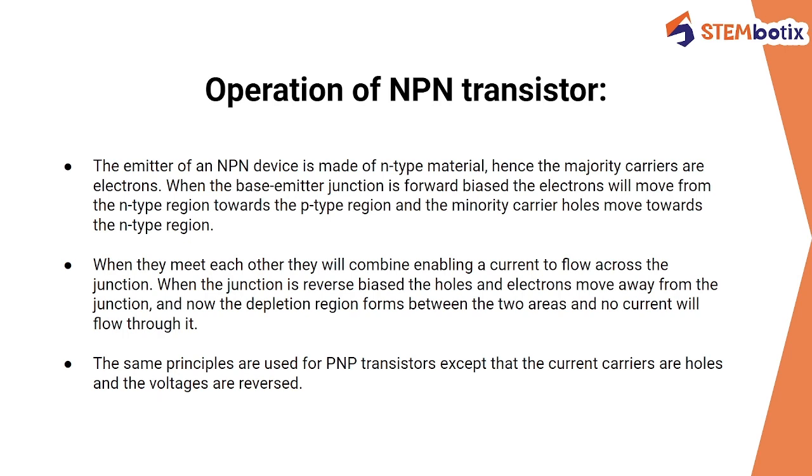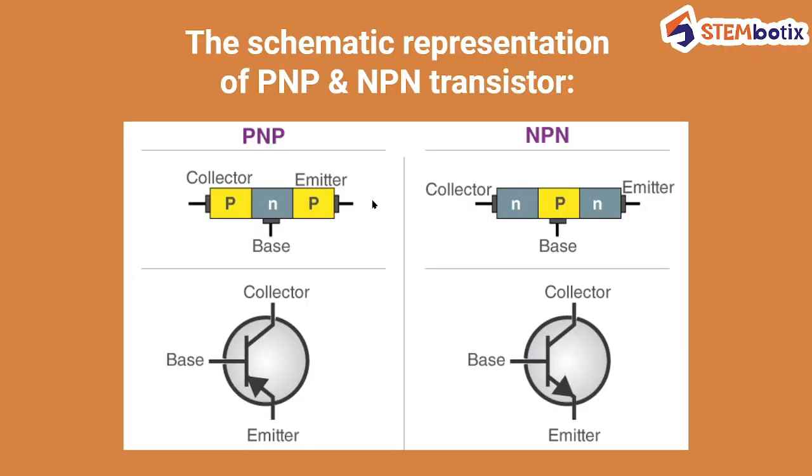Now let's see the operation. The emitter of an NPN transistor is made of N type material, and hence the majority charge carriers are electrons when the base emitter junction is forward biased. Look here, the condition is forward bias. I am talking about the junction of base and emitter in the NPN type. In an NPN transistor, the emitter is highly N type material, and it will have a higher amount of electrons.